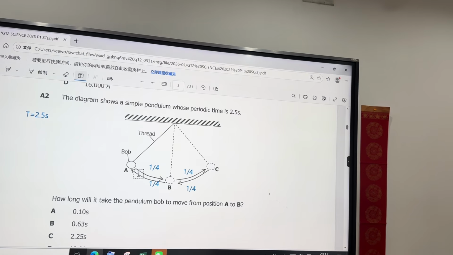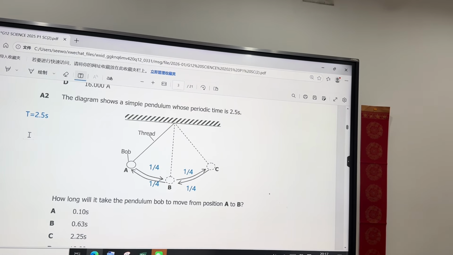That is why I'm saying from A to C, it's half an oscillation. Then if you add 1/2 plus 1/4, you get 3/4. 3/4 plus 1/4, you get 4/4, which is 1. That is why we are saying from A to C and back to A is 1 oscillation. So what we want to know is the time it takes only to move from A to B.